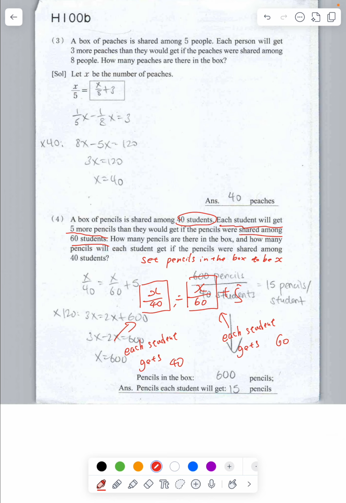So 40 students. Then you need to use 600 divided by 40, right? What's 600 divided by 40? Because the last question is asking you that: how many pencils will each student get if the pencils were shared among 40 students? So you need to use 600 divided by 40, which is just 60 divided by 4.